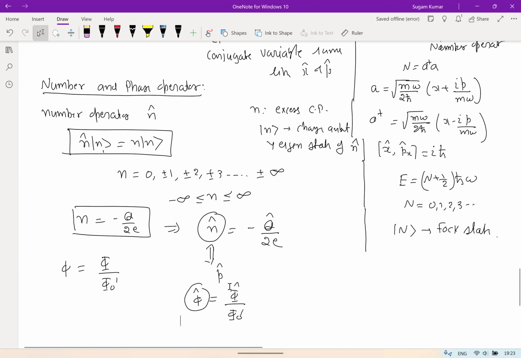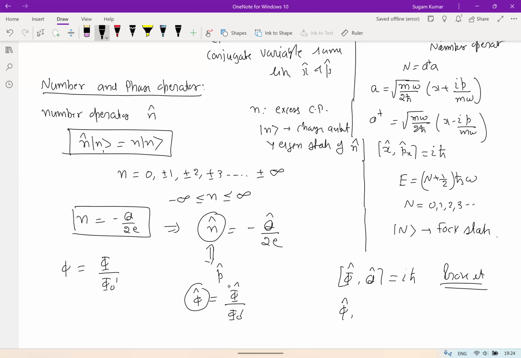And you can see, you know that for phi and q the commutator is iota h cut. Okay, you can try to prove it. Take it as homework. Similarly, for phi cap and n cap, it will simply be iota. Again, please try to prove it.